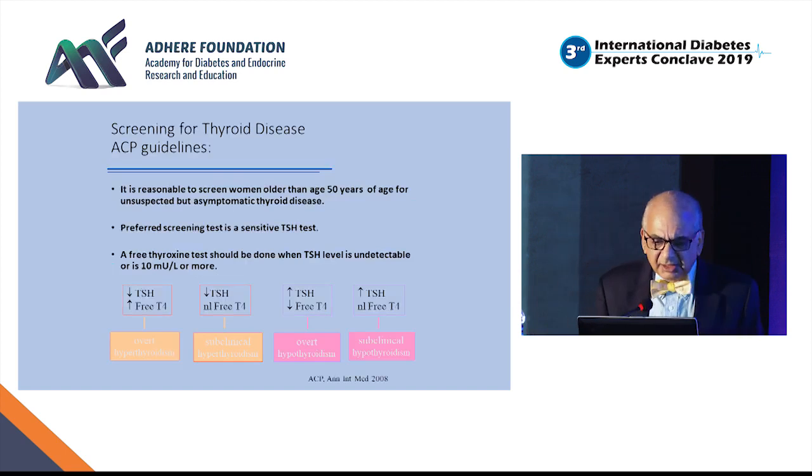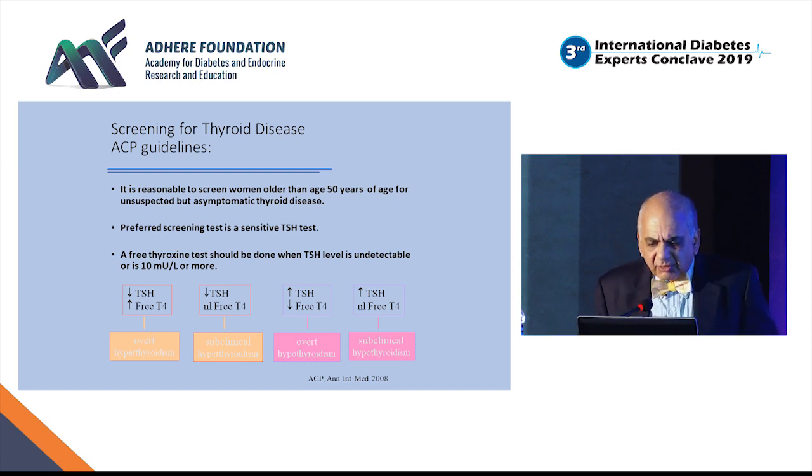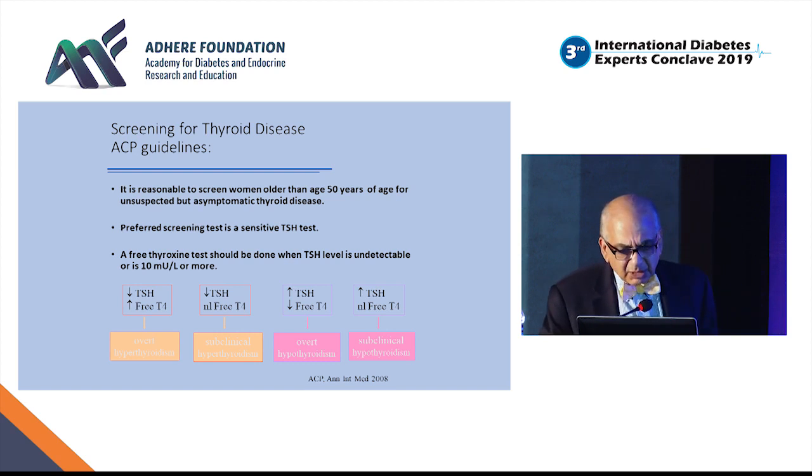So the ACP guideline, which came out maybe about 10 years ago, stated that it's very reasonable to screen women older than 50 for asymptomatic thyroid disease. It's a very simple test to do, with a sensitive TSH, and you can get a wide combination. You can get a low TSH, high T4. You heard about this already. You can get a low TSH, normal free T4, which some people call subclinical hypothyroidism.